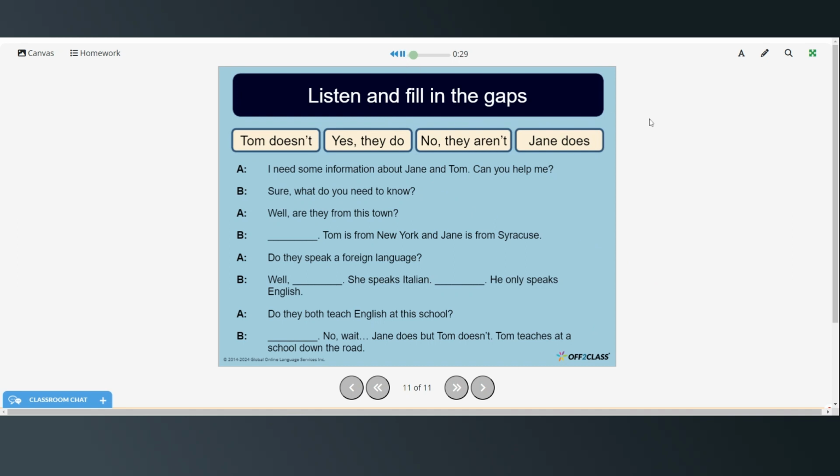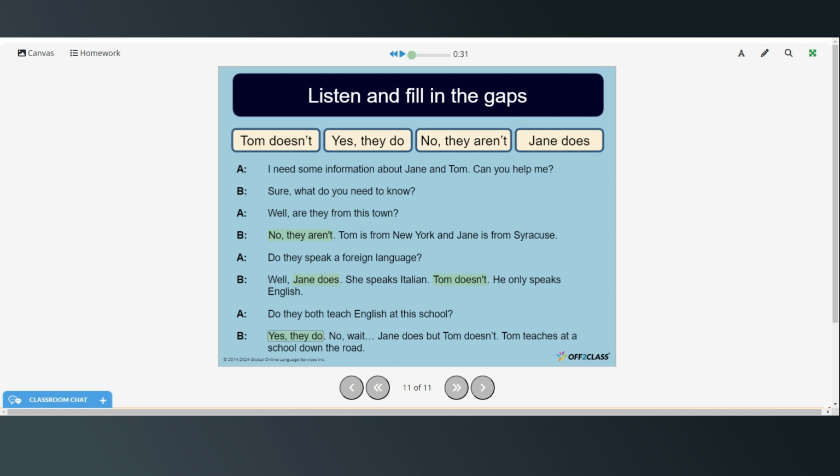I need some information about Jane and Tom. Can you help me? Sure. What do you need to know? Well, are they from this town? No, they aren't. Tom is from New York, and Jane is from Syracuse. Do they speak a foreign language? Well, Jane does. She speaks Italian. Tom doesn't. He only speaks English. Do they both teach English at this school? Yes, they do. No, wait. Jane does, but Tom doesn't. Tom teaches at a school down the road.